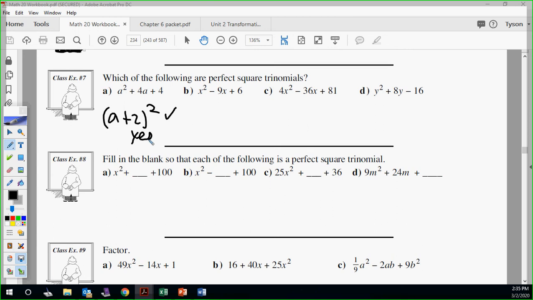This b is already a no way, right? Because of the y. The 6. It's not a perfect square. Can't do anything with that. So no.